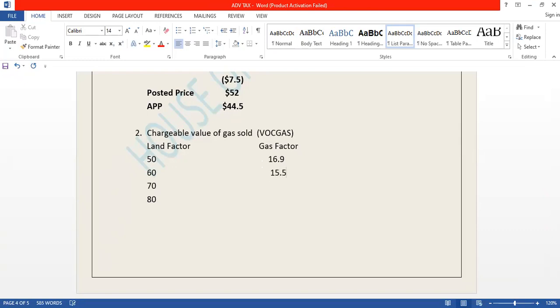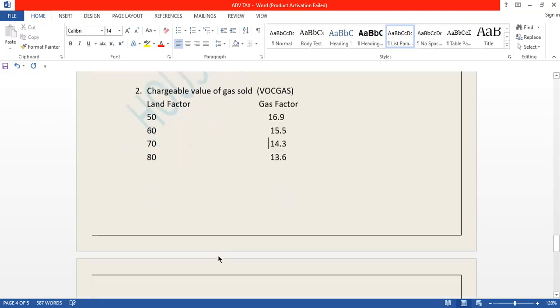So this will be the next figure, 15.5. Then the next one will be 14.3. You just have to know this formula. Then the next one will be 13.6. Okay, so once you know this formula, it means you are almost there.